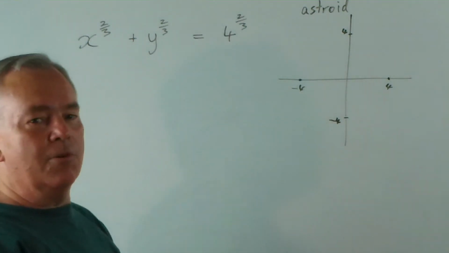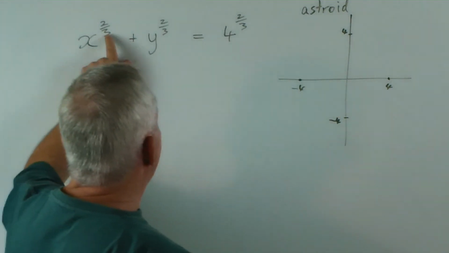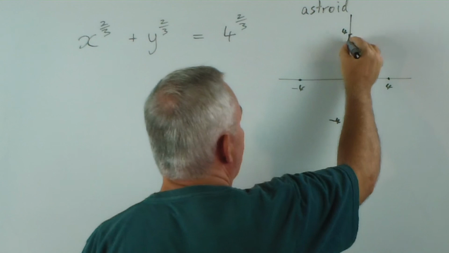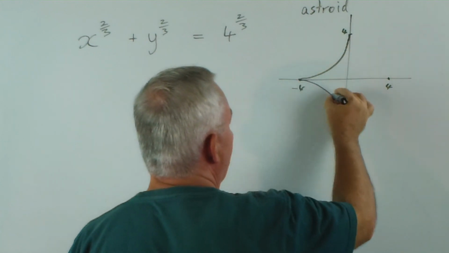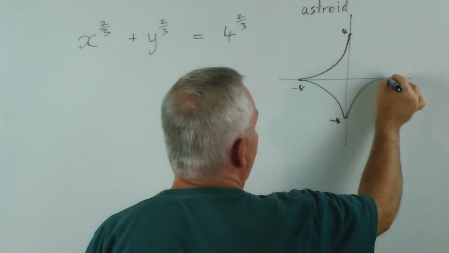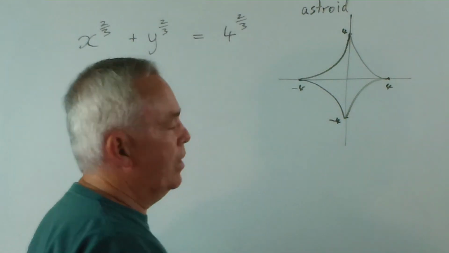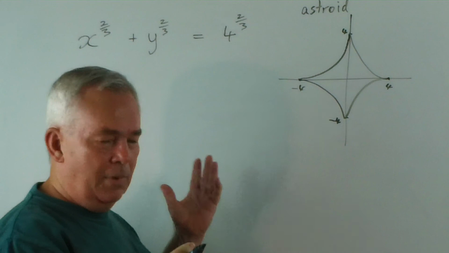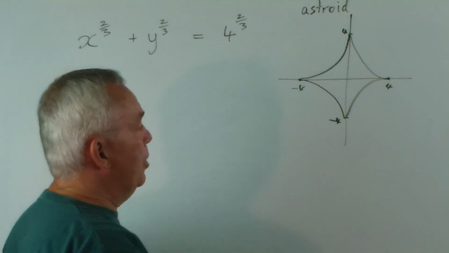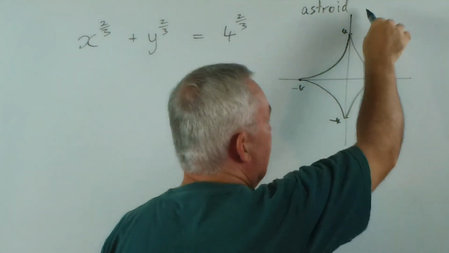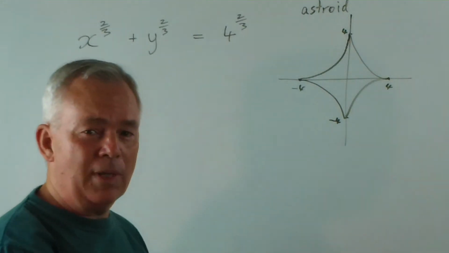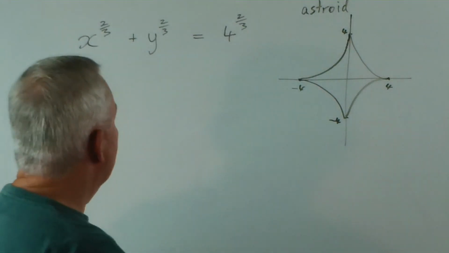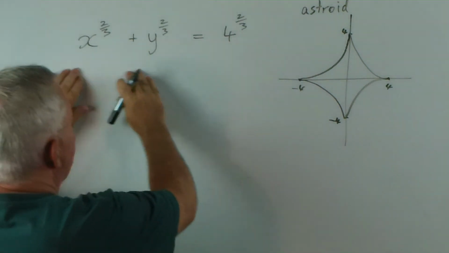So what makes this different from a circle? Well, interestingly, these powers make the curve do this. There you go. We have an astroid. Now, you won't have seen this in school. You can see straight away that it does not pass the vertical line test. It is not a function. But we're going to find the derivative implicitly. So let's find the derivative.